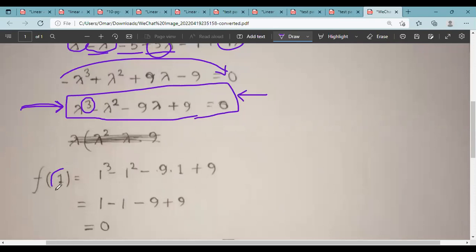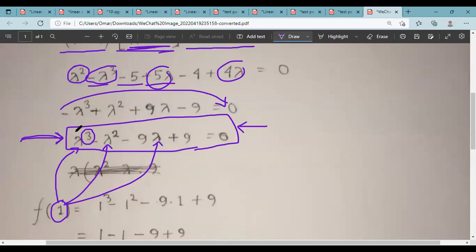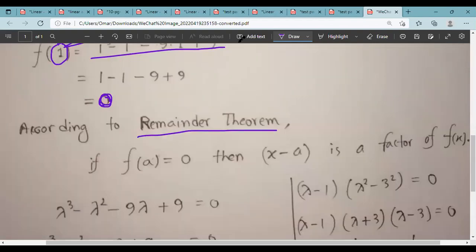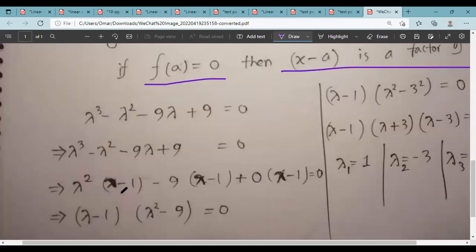You just need to input some value, like here 1. If we input lambda equal to 1, we will get the final result 0. So we have to choose some value for which the function value is 0. As you see, I have written lambda equal 1, so I get the final value 0. According to the remainder theorem, if f of a equals 0, then x minus a is a factor of f of x. That's why I have written lambda minus 1, three times, and then I tried to expand this.